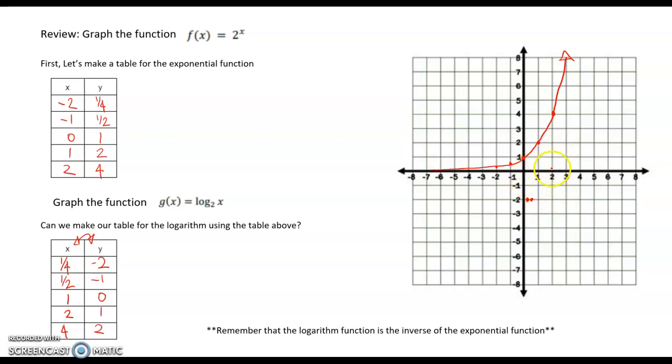And then we'll do 1/2, -1. We'll put that right there. 1, 0 is right here. 2, 1 is right here. And 4, 2 is right there. So I'm going to come across my y-axis on this one, following the curve of this line, like that. That was much better.